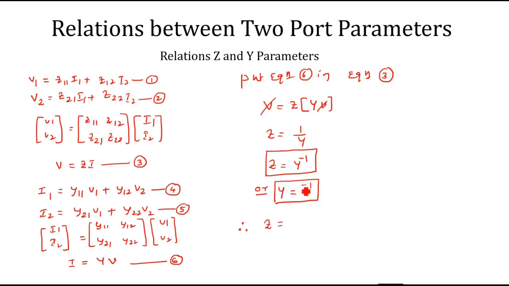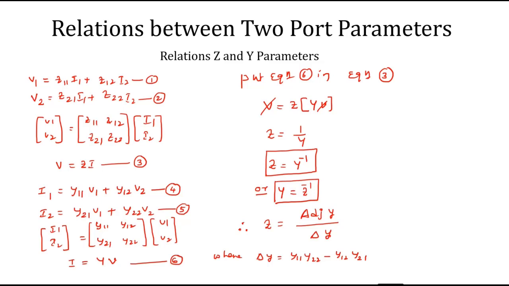Therefore, Z equals Y inverse. Y is a matrix. How to find the inverse of this matrix? We know the formula: adjoint of Y divided by determinant of Y, where determinant of Y equals Y11 Y22 minus Y12 into Y21.